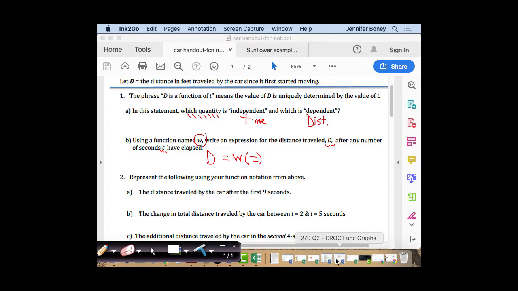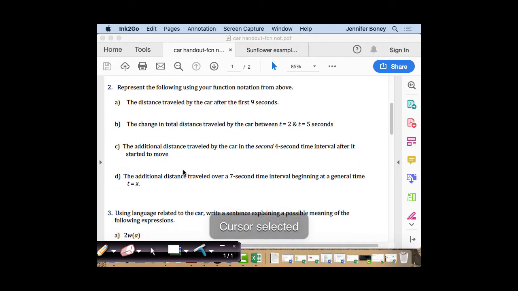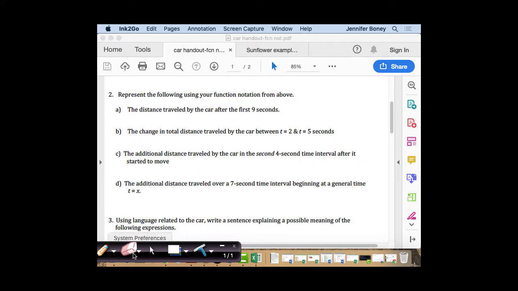So question 2 has a whole sequence of represent the following with function notation. So let me scoot this a little bit. There we go. So we can see all of question 2 at the same time.